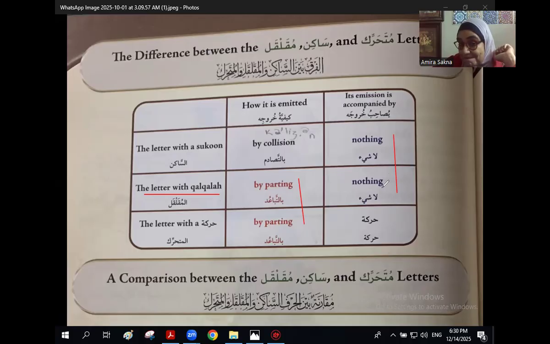Okay? Excellent. That's why those are written in red and those are written in blue.